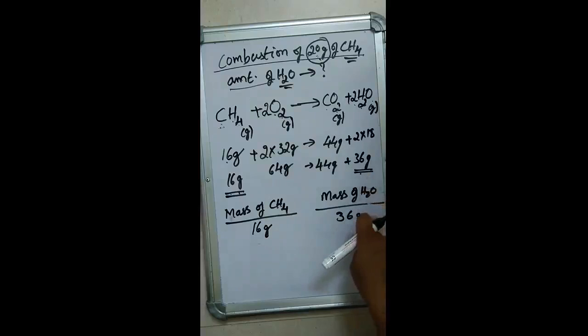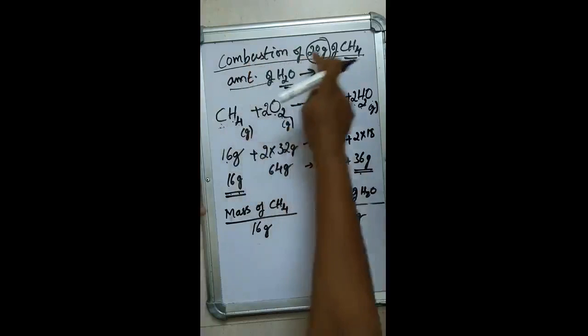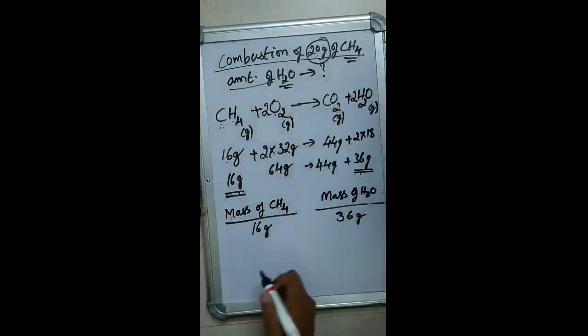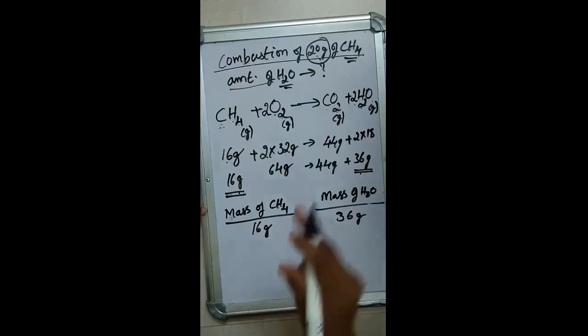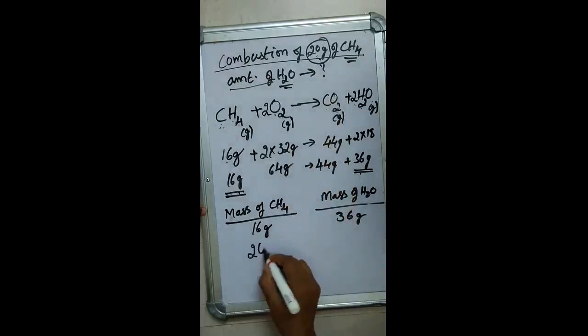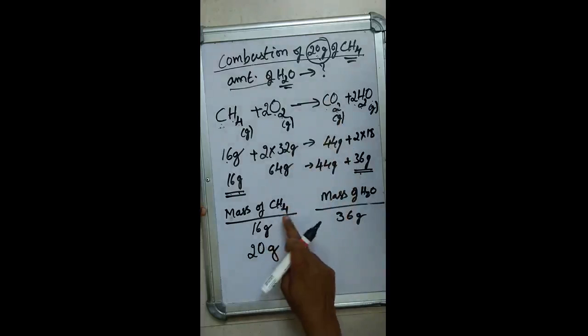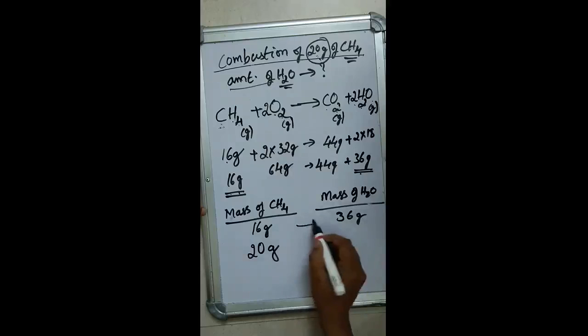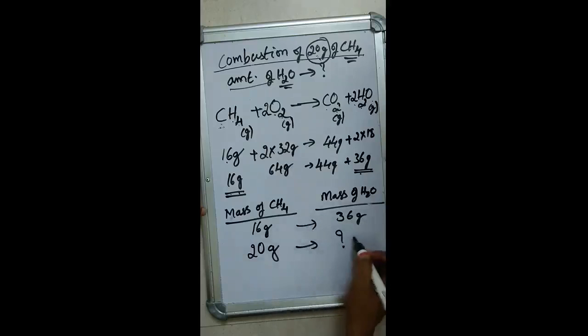But what is the question asked? Combustion of 20 gram of methane. With respect to 20 gram of methane, see, under mass of methane only I have written. With respect to 20 gram of methane, how much amount of water is formed? What is the mass of water?